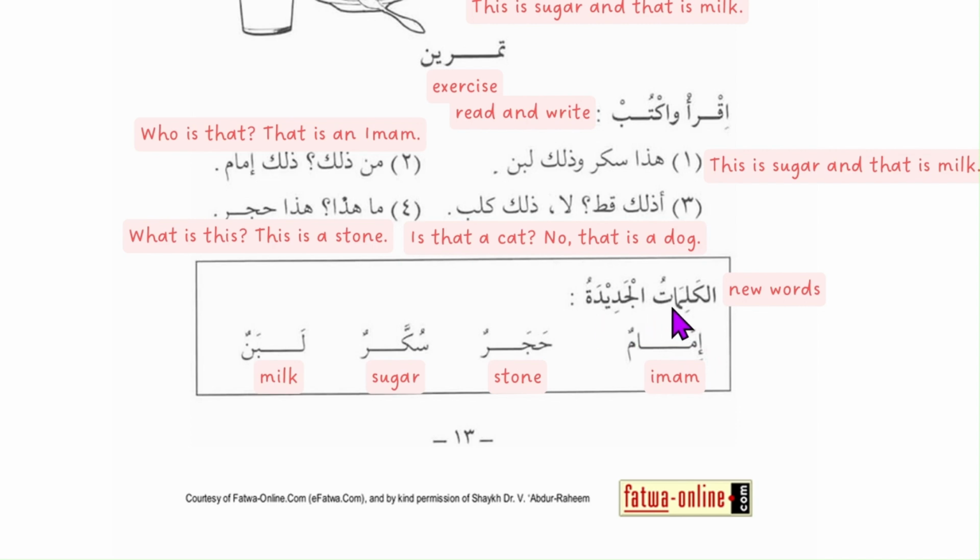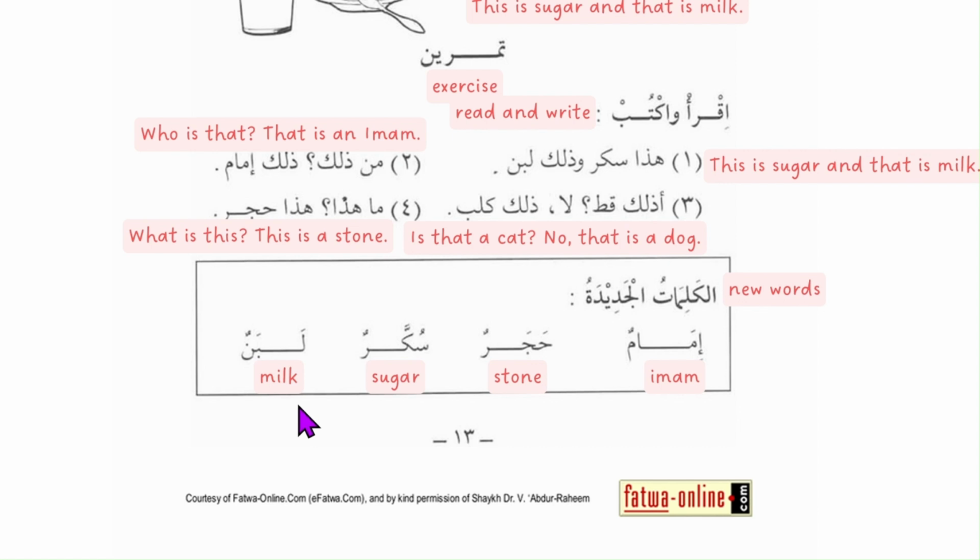Al-kalimatul jadidah. New words. Imamun, imam, or prayer leader. Hajarun, stone. Sukkarun, sugar. Labanun, milk.